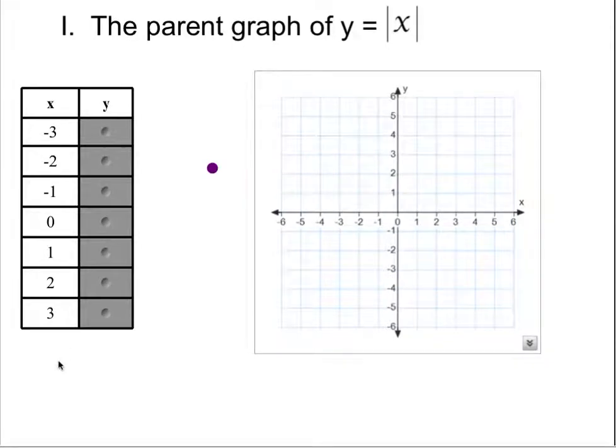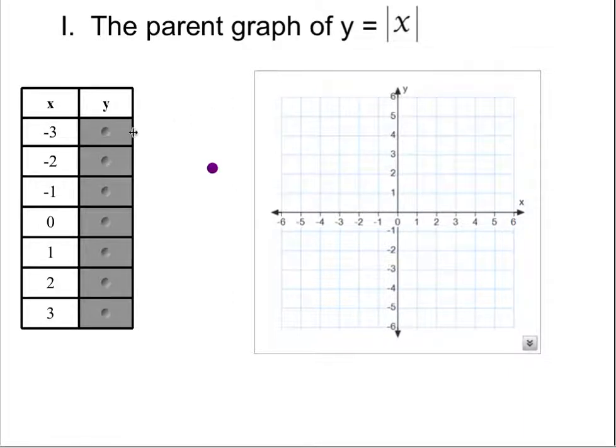So again, this is another one of those parent graphs. We did the step function yesterday, and we did some piecewise functions, and absolute value falls nicely underneath that piecewise idea of graphs or functions. So we're going to look at this parent graph of y equals the absolute value of x.